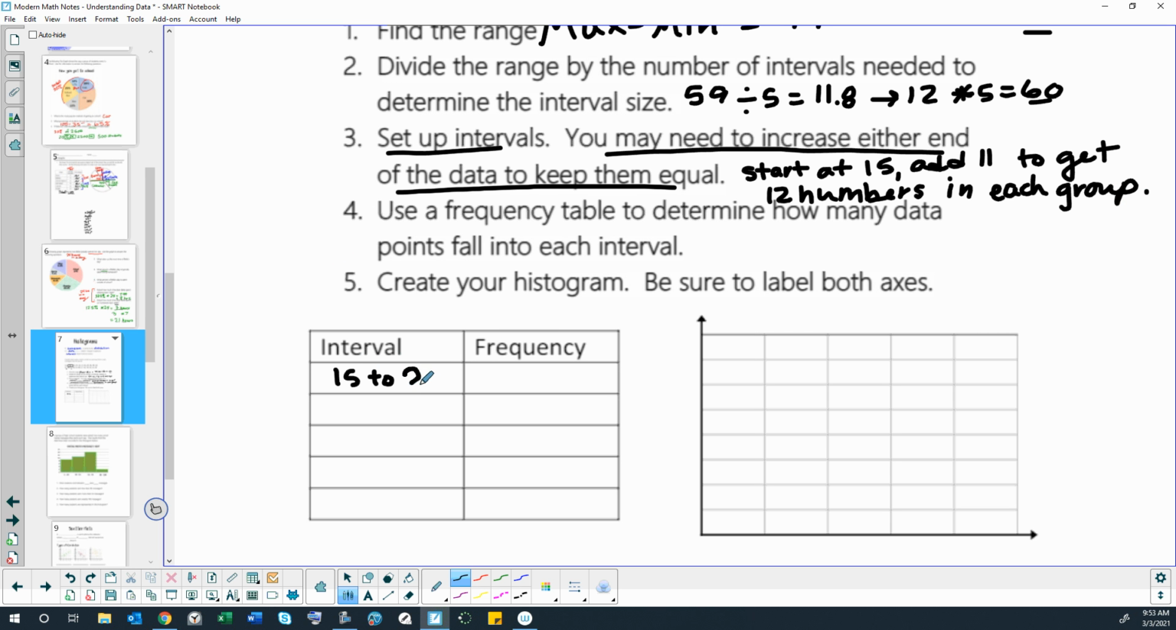Okay, so 15 to 26. Then the next one's going to start on 27 because this one ended at 26. So now we're going to add 11 to 27, which takes us to what? Good. Then we're going to start this one at 39, and we're going to add 11 to 39, which takes us to where? 50. Awesome. And then we're going to start at 51, and we're going to add 11 to get to the end of that interval.